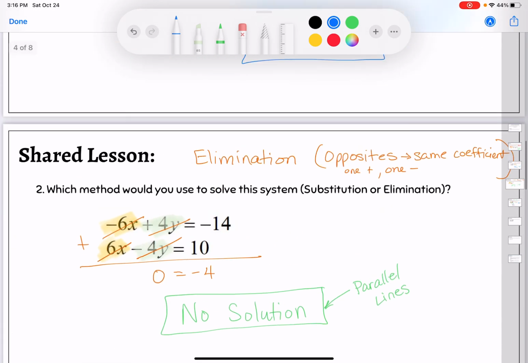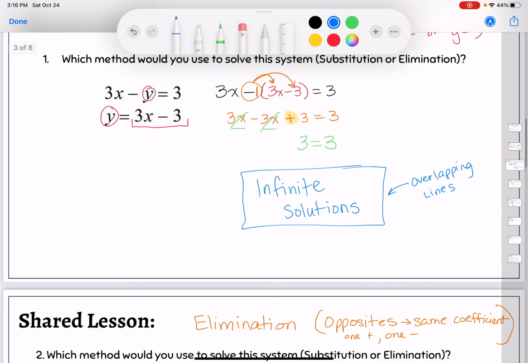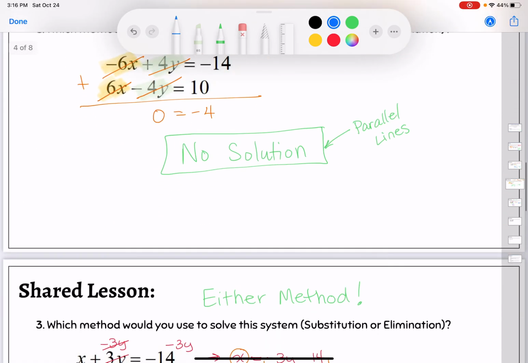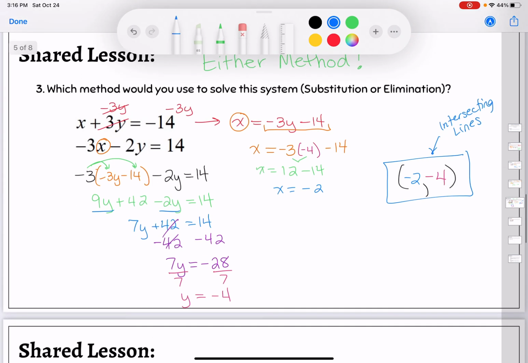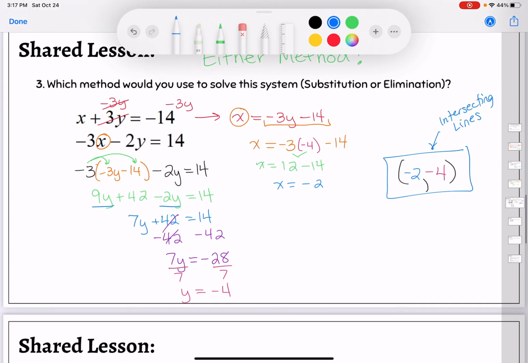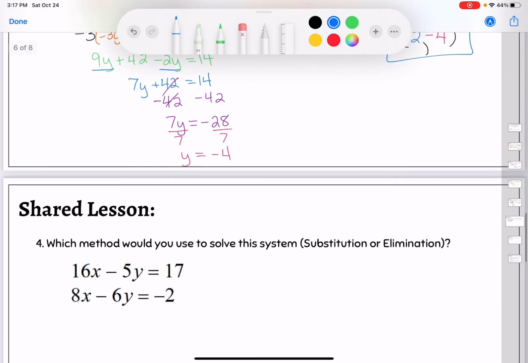So we have now done one of each type of those systems, right? I have infinite solutions with my overlapping lines. I have no solution, my parallel lines. And I have my one solution, my point negative 2, negative 4. And this would come from our intersecting lines, right? Lines that only touch in one place, which is really the most common type of system. And remember, that's one solution, two numbers, 1 point, x comma y. Okay, so that one you could have done either method. I did it with substitution, but you definitely could have done elimination on that one as well.